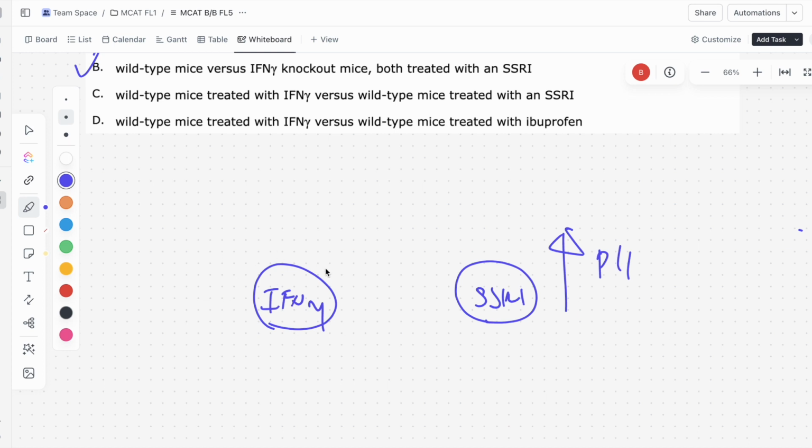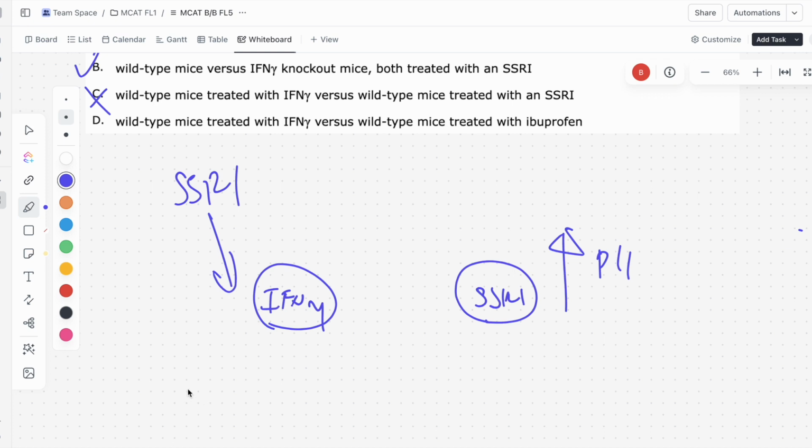Now, if we give these mice IFN gamma, we are already adding something that the mice already have, right? So regardless of whether P11 increases, that could just be because additional IFN gamma doesn't have any effect on inducing P11 expression after you give them SSRIs. But more importantly, you're not giving these mice any SSRIs to begin with, right? So if we see an increase in P11, we don't know if this is due to the SSRI-induced increase of P11, or if it's because IFN gamma itself increases P11. We don't have the connection between SSRIs and IFN gamma here because we don't have any SSRIs in this group to begin with, making C the incorrect answer.